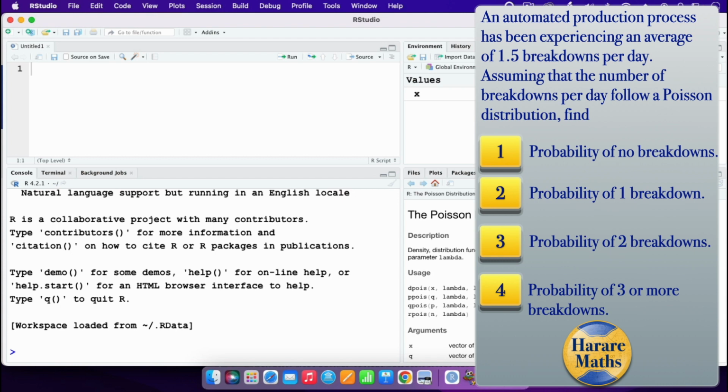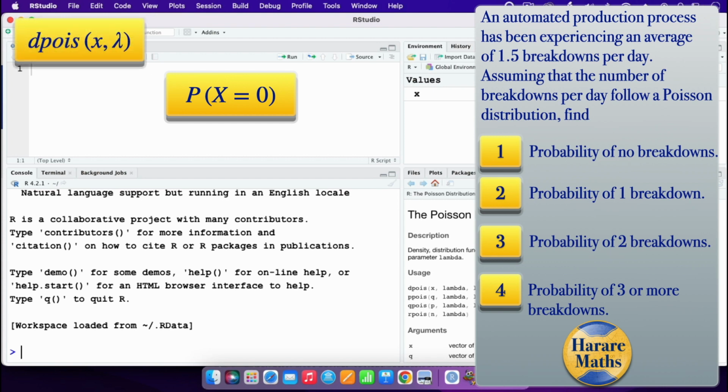So to answer question number 1 there, the probability of no breakdowns. No breakdowns, that means we are looking at the probability that x is equal to 0. To calculate that probability, we'll use that Poisson distribution, and we are given that our lambda there is 1.5. And the command that I'll use there is dPois, the one that is the density. So dPois calculates the probability that x is equal to x. So in this case, we are calculating the probability that x is equal to 0.